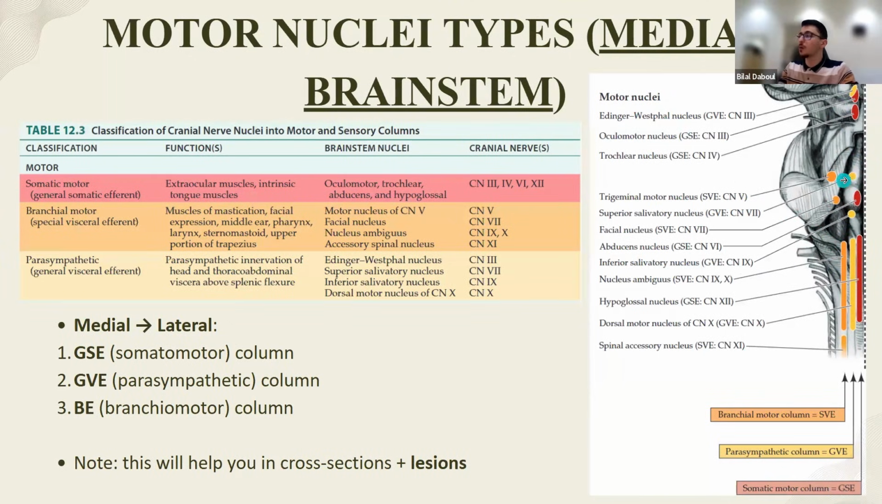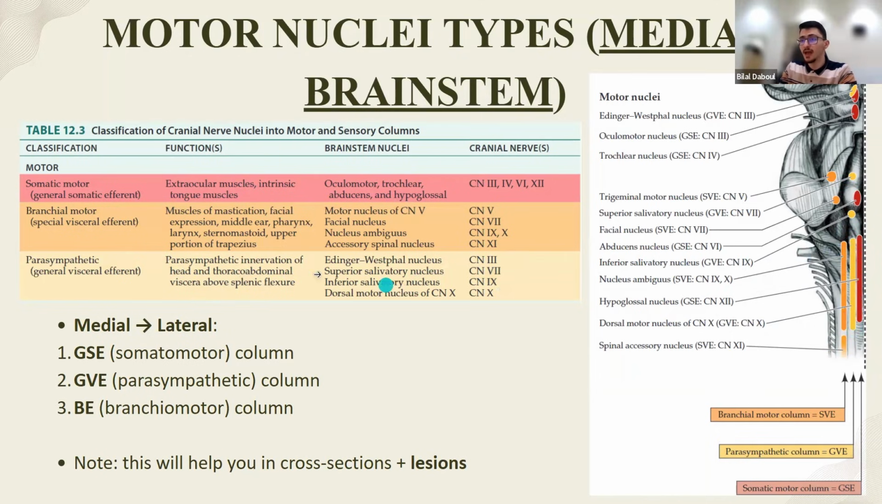The superior salivatory nucleus is the parasympathetic nucleus of the facial nerve, and the inferior salivatory nucleus is the parasympathetic nucleus of the glossopharyngeal. Because remember, it supplies the parotid gland, so it needs GVE fibers specifically. In terms of function, again, parasympathetic innervation of the head, so salivary glands and the lacrimal gland, and thoraco-abdominal viscera through the dorsal motor nucleus of the vagus at the level of the medulla.